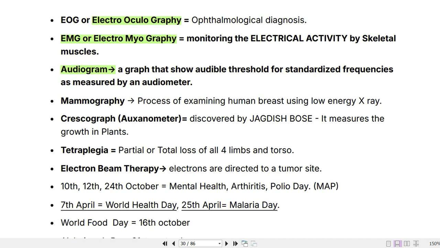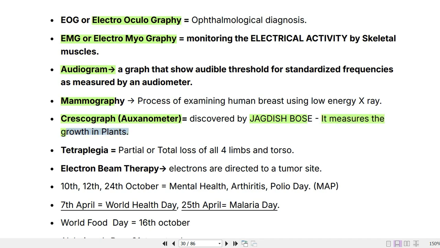Then mammography is a process of examining the human breast using low energy x-rays. Then the crescograph, which is also called the oxanometer, was discovered by Jagdish Chandra Bose. It measures the growth in plants.